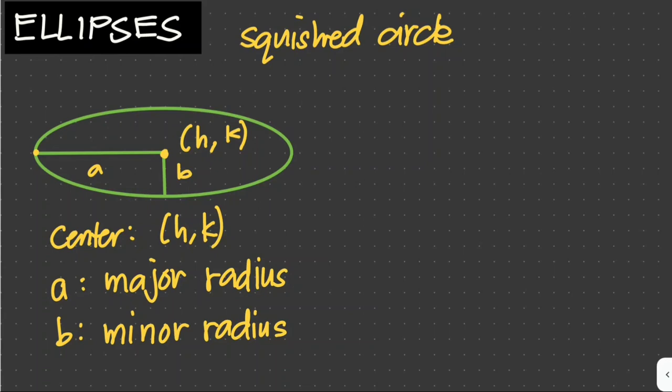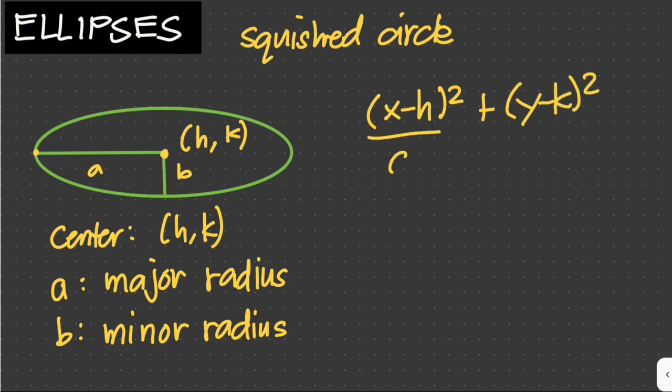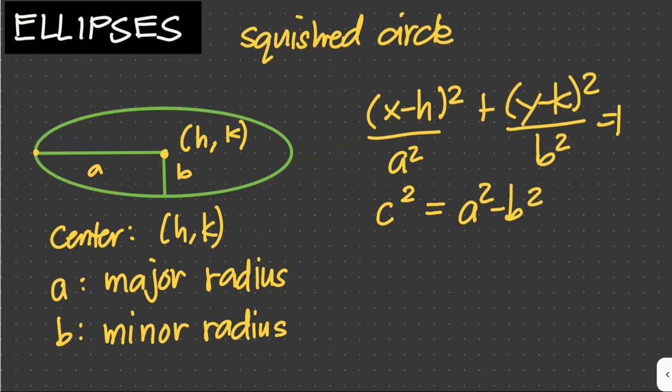So the standard equation for an ellipse is just x minus h squared over a squared plus y minus k squared over b squared equals 1. And then we have to remember this formula here: c squared equals a squared minus b squared. So we need c when we determine our focus, or our foci, for the ellipse.